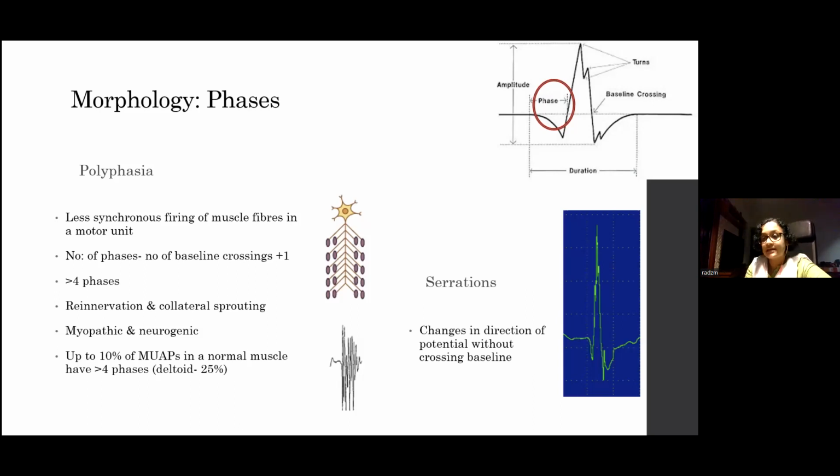There's also this term called serrations, where the potential doesn't completely cross the baseline, but you can see multiple turns right at the top, so-called polyturns. So they're also known as serrations or polyturns. These are changes in direction of the potential without crossing the baseline. So crossing the baseline is polyphasia. Not crossing the baseline is serrations or polyturns. It means exactly the same: reinnervation and collateral sprouting in neurogenic disorders. And you don't tend to see serrations so much in myopathic disorders because the potentials completely crowd your screen and you're not able to see the individual potentials properly.